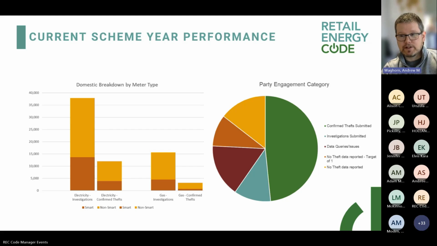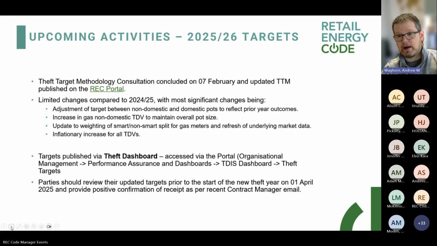So if we then move forward a slide, I'm going to update on a couple of activities that are happening now or starting to happen now, that again, if you're an energy supplier, you should be aware of. So the first is the 25-26 target. The 25-26 theft year starts in April.